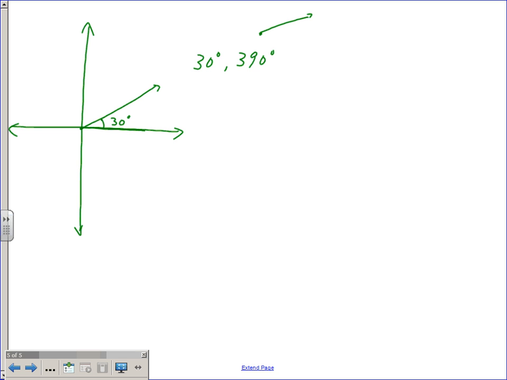And if I revolve it around again, then it's going to be 750 degrees. And we're going to wind up in the exact same spot. Does that make sense? Yes? These angles are called coterminal.